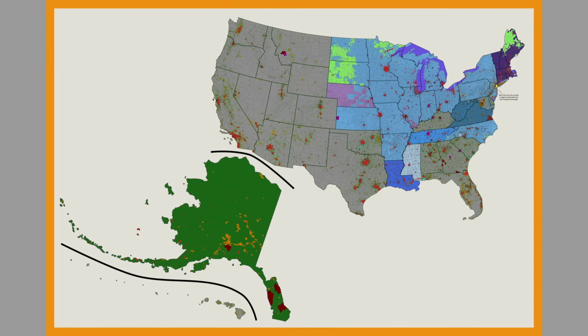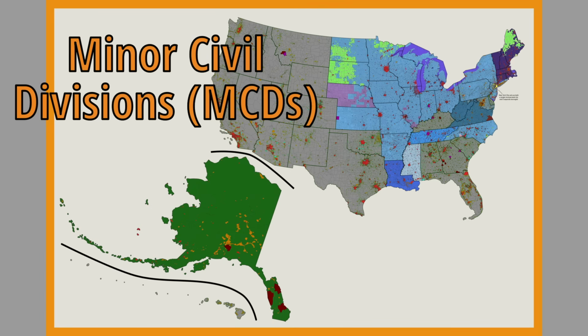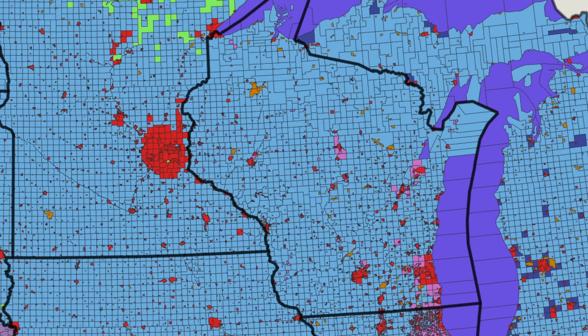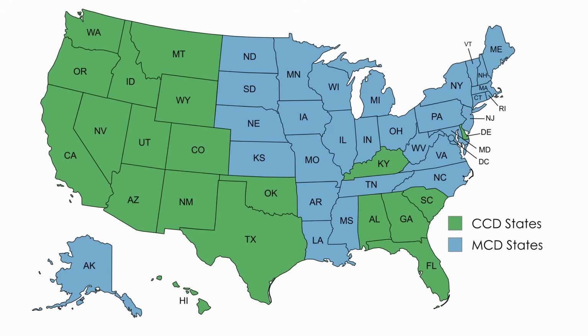This is in contrast to the other 29 states, which use what are known as minor civil divisions, or MCDs. These states have a much larger variety of colors than the CCD states because there are many different types of county divisions. And in these MCD states, many of these county divisions have their own government. A very common type of MCD that you'll see on this map are townships, which are the light blue. And we will cover exactly what these mean in the next section. But these are the two types of states that can be on this map, CCD and MCD states.